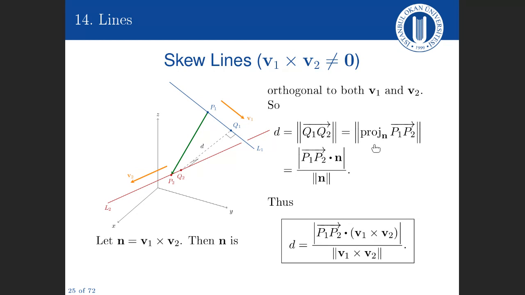We do know that this vector is the projection of P1P2 onto the vector n. And we have a formula for the projection of a vector onto a vector. So we know that the distance between two skew lines is the absolute value of P1P2 dot product with V1 cross V2, divided by the norm of V1 cross V2. I hope you followed that, but if not, just remember this is the formula that we want for skew lines. Again, make sure you have this formula written down before you go into an exam.